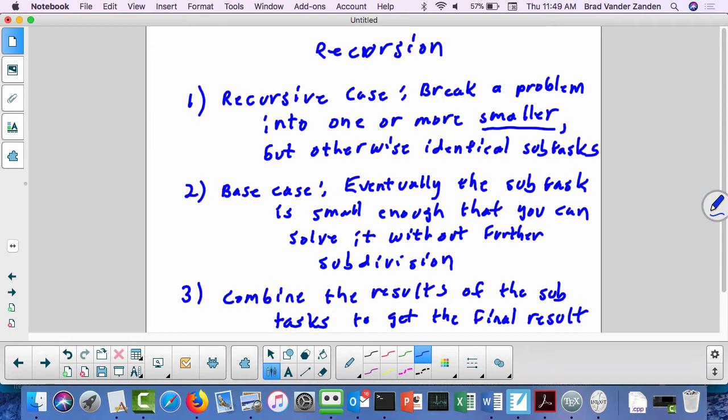And then they forward it to maybe the precinct level where, again, they aggregate all the votes from the different voting centers. So that's kind of recursion. It's a top-down process. So recursion is definitely a top-down approach.